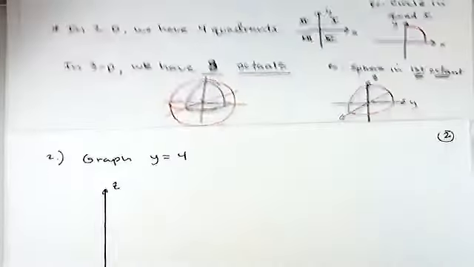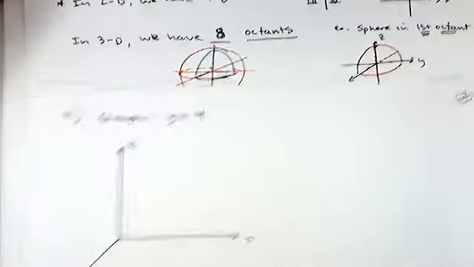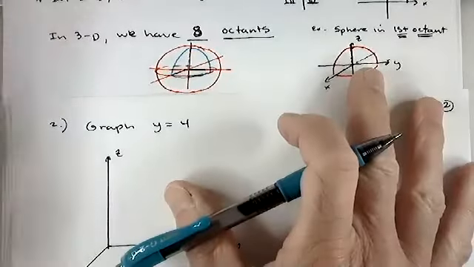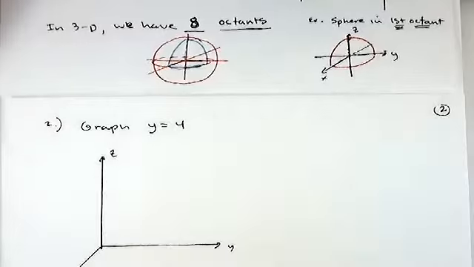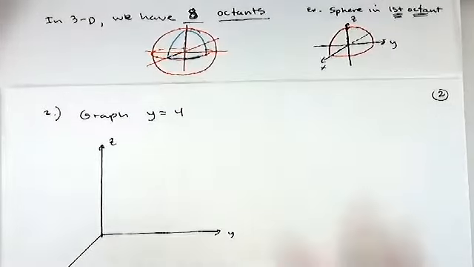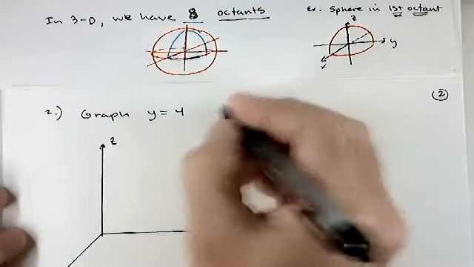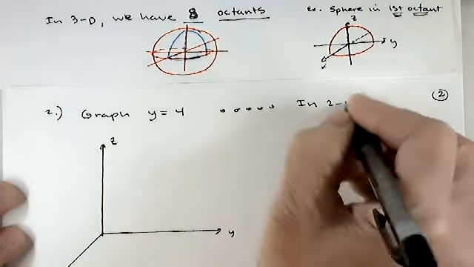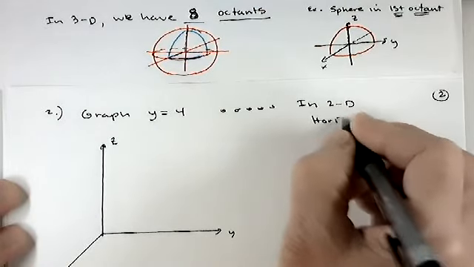Speaking of graphs, let's graph. In this section, we kind of take it slowly in 3D. We just work with planes and spheres, as you've seen, mostly planes and spheres. So if I want to graph y equals 4, we know in 2D, this is just a line, right? This is a horizontal line.